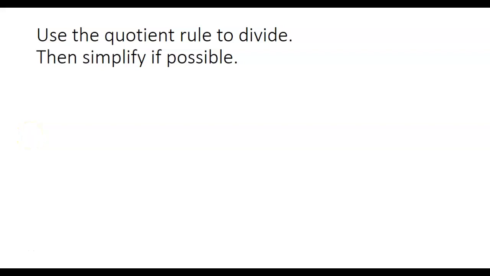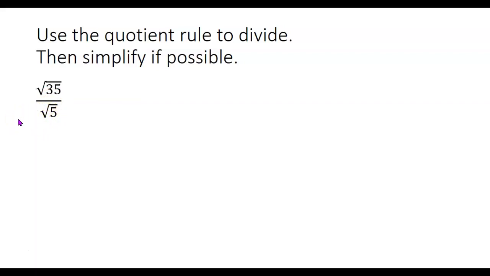Okay, welcome back. We're talking more about simplifying radical expressions. What we're doing now, the directions on these examples say, use the quotient rule to divide, then simplify if possible. So, first example, the square root of 35 over the square root of 5.